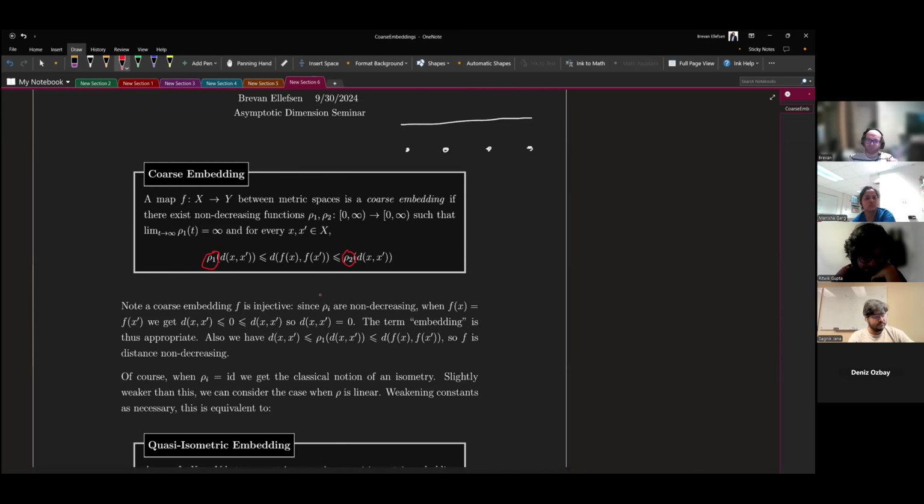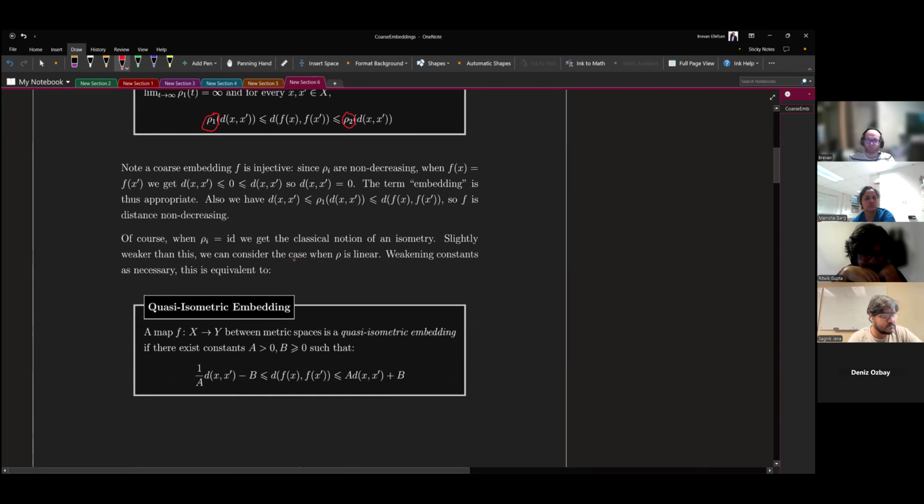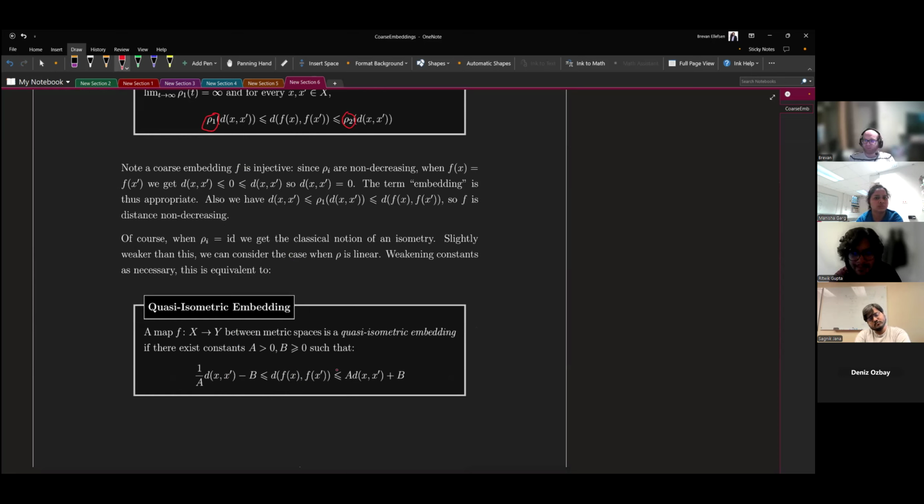The most common ones here are going to be quasi-isometries. So the notion of a quasi-isometry is that you basically choose rho one and rho two to be linear. Due to some rescaling to choose worse constants as necessary, we can always assume that it is of the form given in this result, whenever rho one and rho two are linear, where it is 1 over A times the distance minus B below, and A times distance plus B above. That is kind of the most common case of a coarse embedding, you'll see.